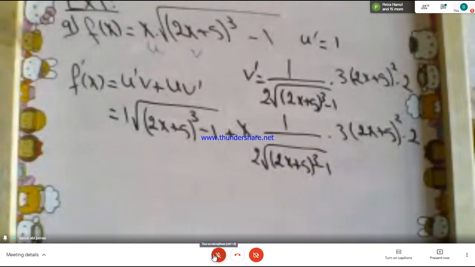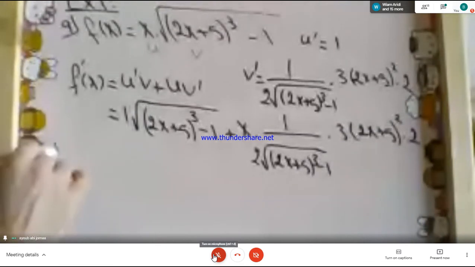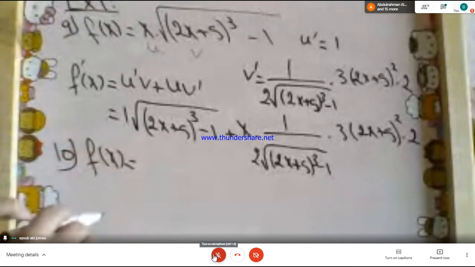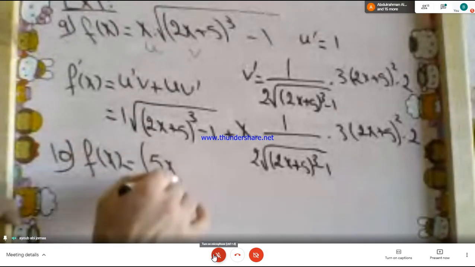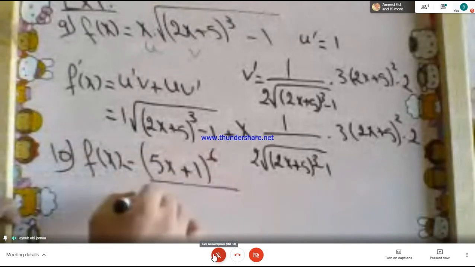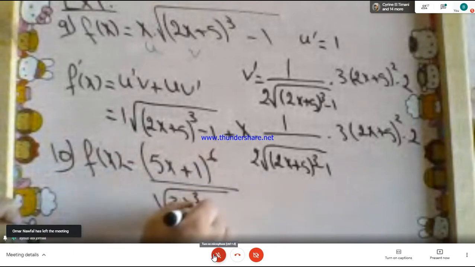Another topic. Part 10 is also easy. You have f of x equal to 5x plus 1 to the power 6 over radical 3x over 3 minus 7x.